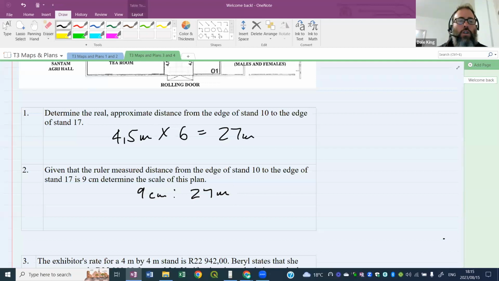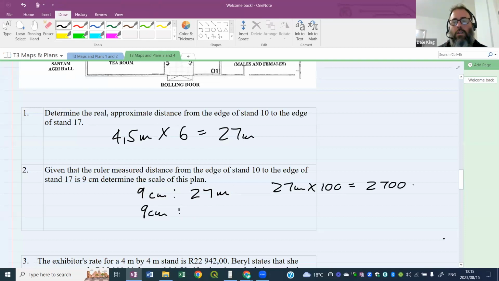Now, ratios have to have the same units. I've spoken to you guys about this. So 27 meters must be converted, all right? So 27 meters times 100 is 2,700 centimeters. So this should be 2,700 centimeters.